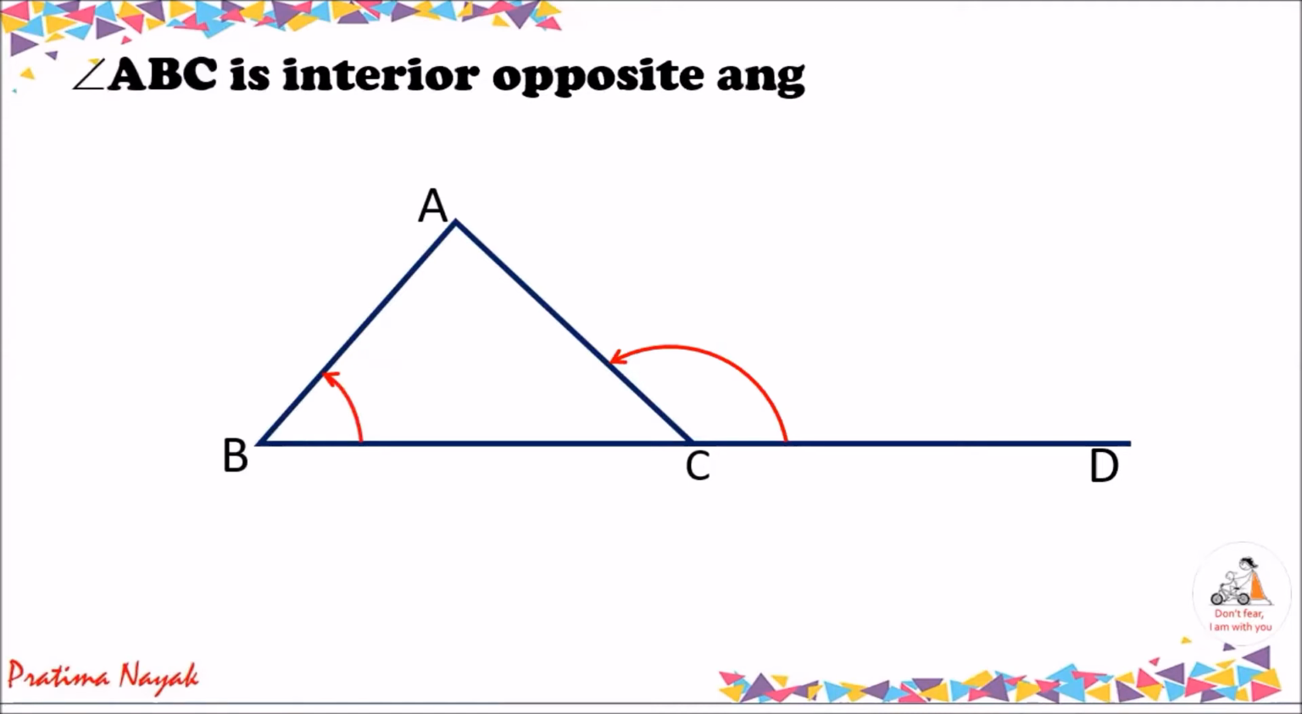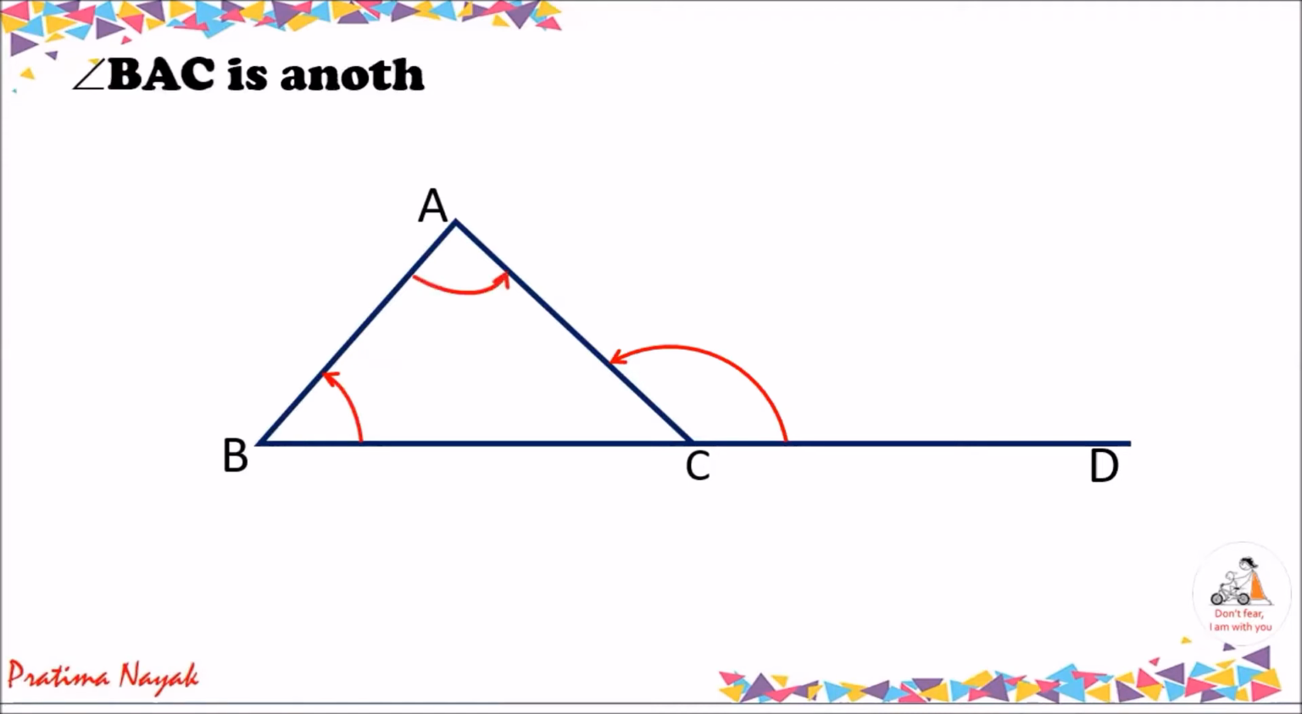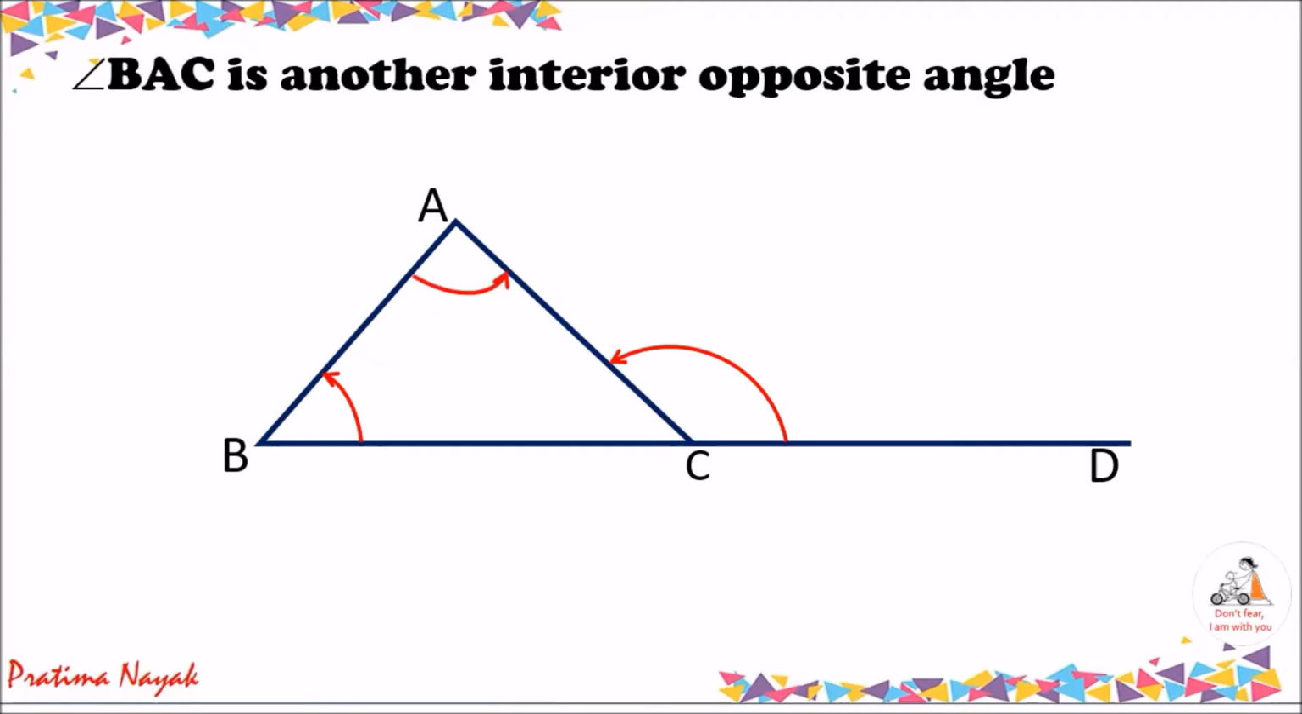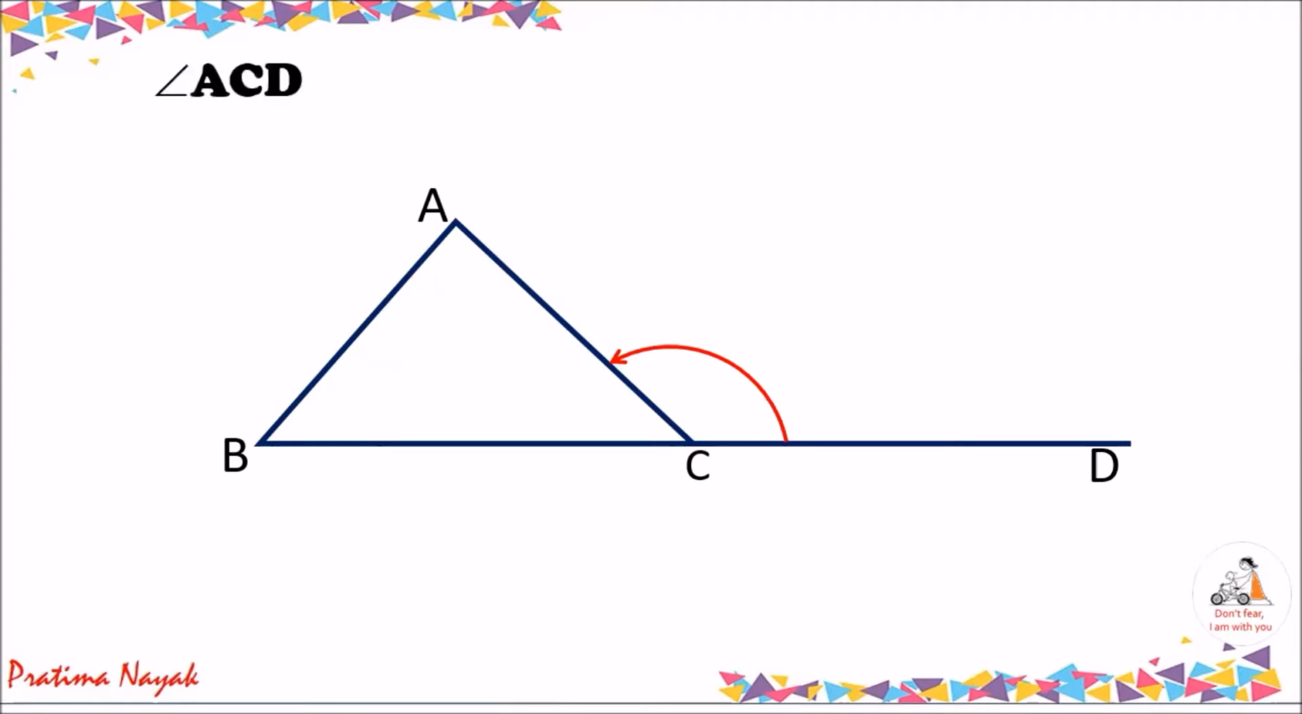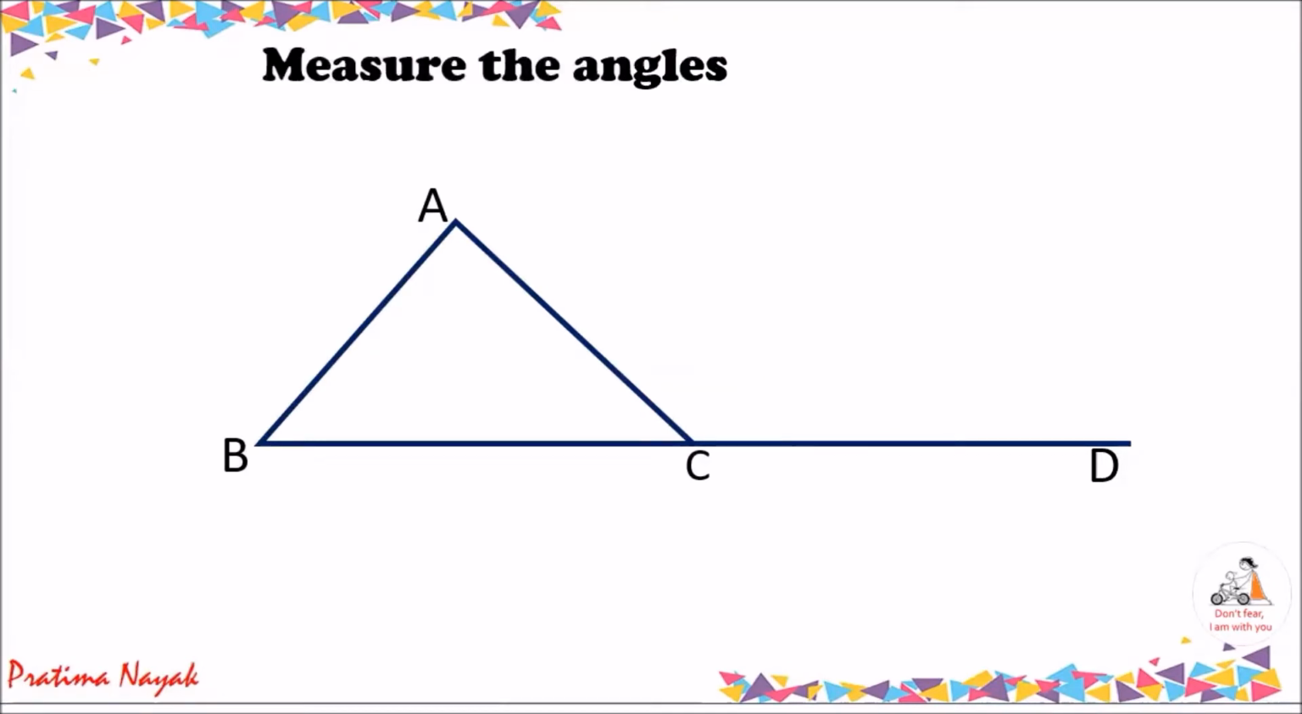Now angle ABC is one of the interior opposite angles and BAC is the other interior opposite angle. Angle ACD is the sum of angle ABC and BAC. Let us verify. How will you verify? By measuring. How will you measure? With the help of a protractor. So take a protractor and measure the angles one by one. First we'll measure angle ACD.